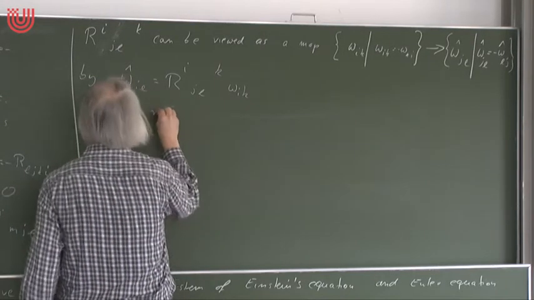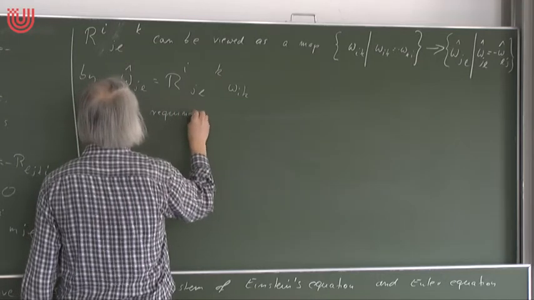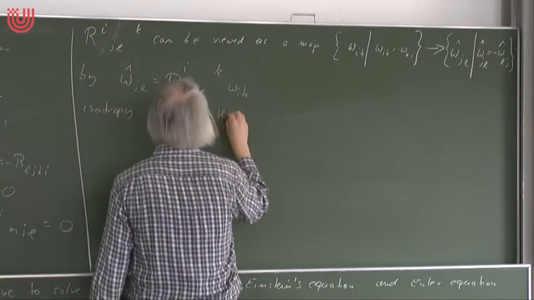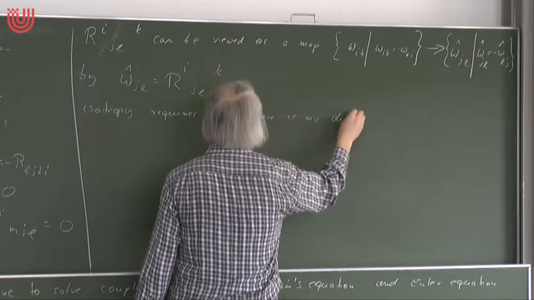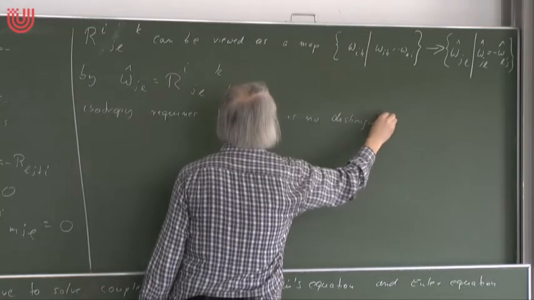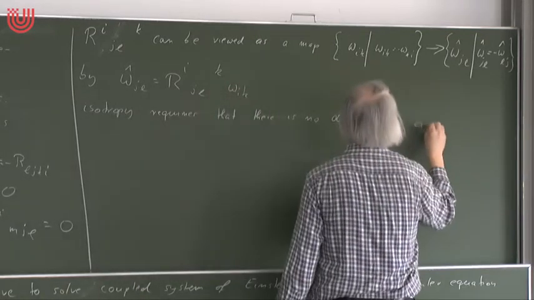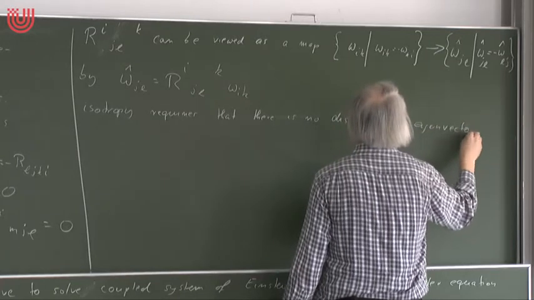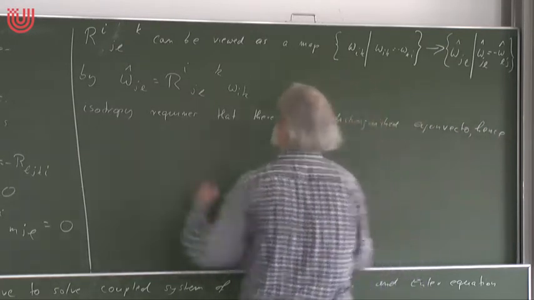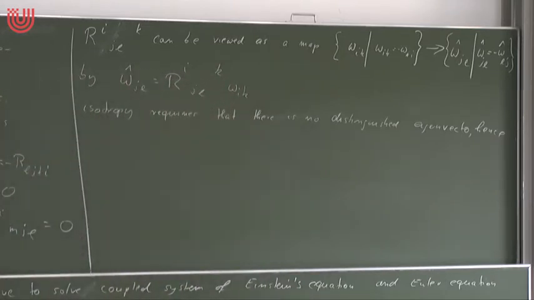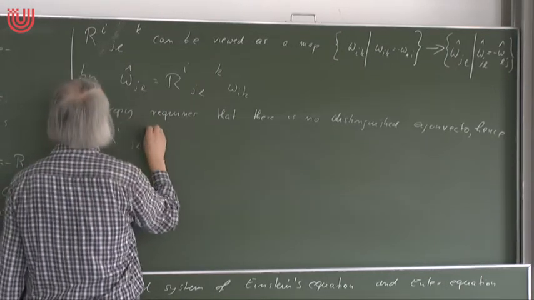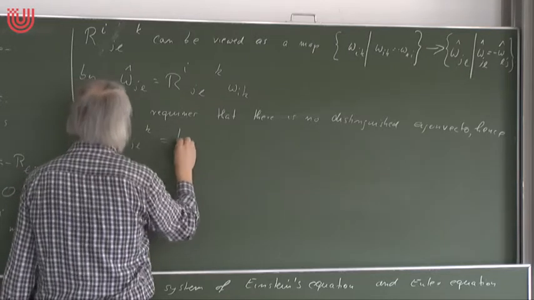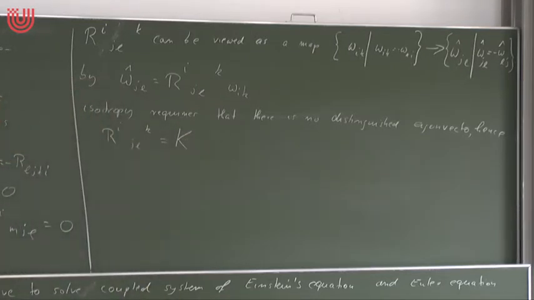Okay, isotropy requires that there is no distinguished eigenvector. So it means that this thing, which I view as a linear operator, must be a multiple of the identity operator. And what's the identity operator on this set of linear maps? It is a factor times the identity operator.